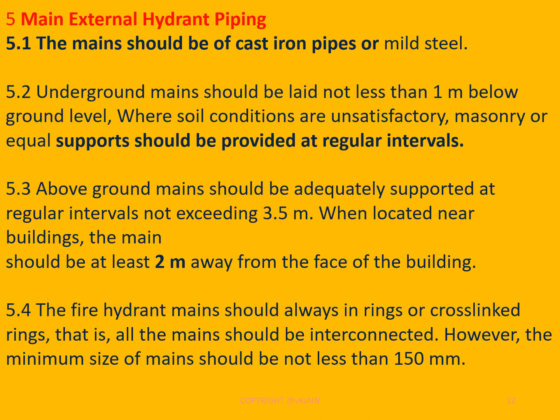Above ground mains should be adequately supported at regular interval, not exceeding 3.5 meter. When located near a building, the mains should be at least 2 meter away from the face of the building. The fire hydrant mains should always be in rings or cross-linked rings. That is, all the mains should be interconnected. However, the minimum size of mains should not be less than 150 mm in diameter.